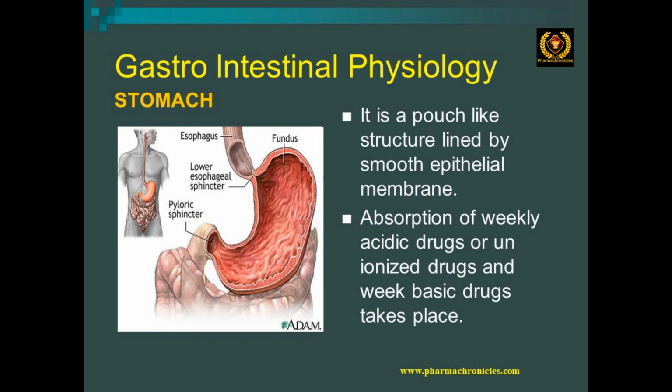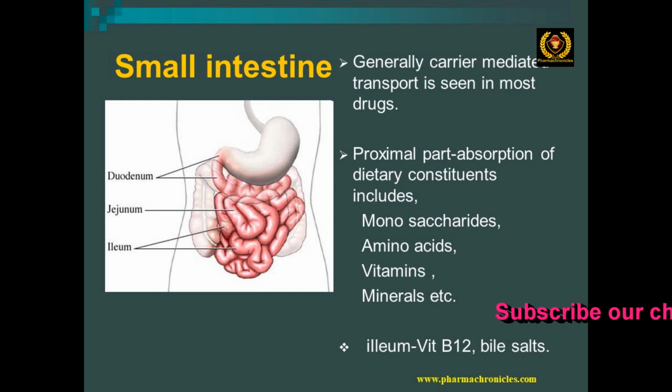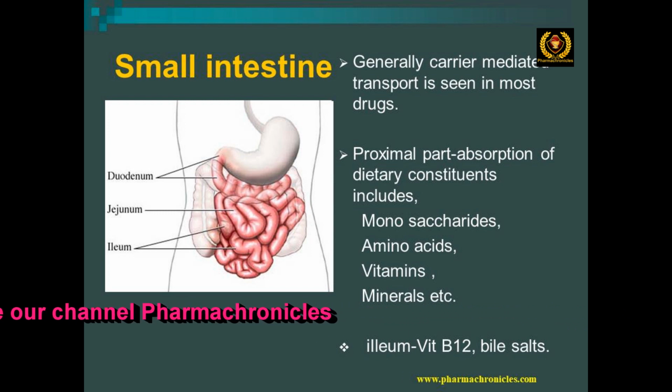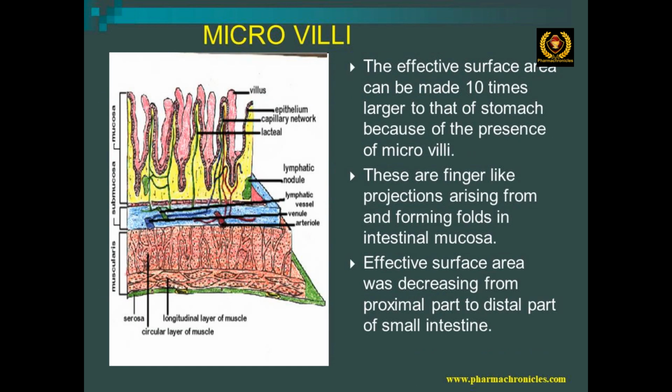Gastrointestinal physiology. Stomach. It is a pouch-like structure lined by smooth epithelial membrane. Absorption of weakly acidic drugs, unionized drugs and weak basic drugs takes place. Small intestine. Generally carrier-mediated transport is seen for most drugs. In the proximal part, absorption of dietary constituents includes monosaccharides, amino acids, vitamins, minerals etc. Ileum: vitamin B12, bile salts. Microvilli.